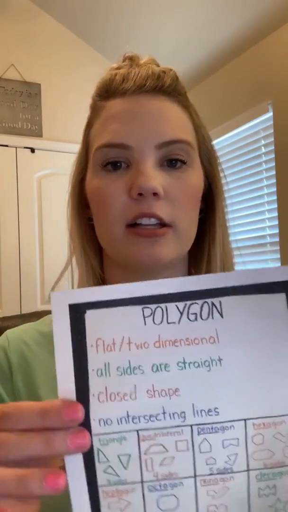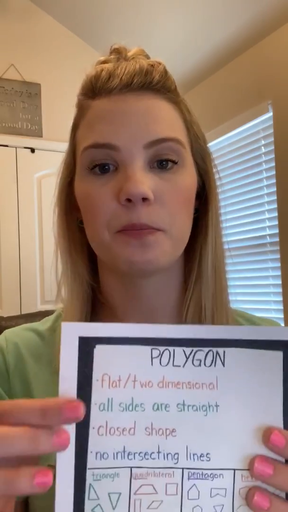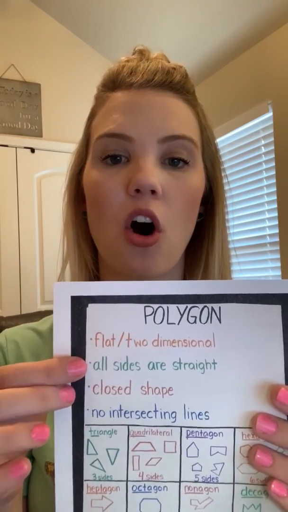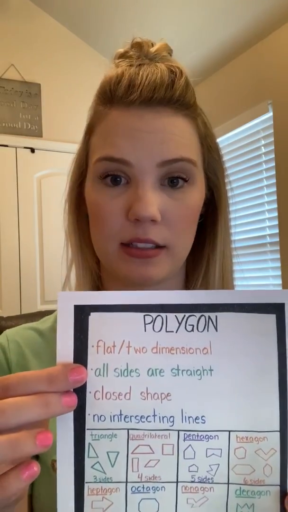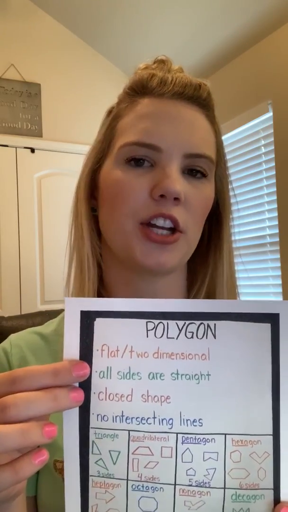So polygons have to be flat. They have to be 2D. 3D shapes cannot be considered polygons. They have to have all sides that are straight, okay? And something that's not on here is that they have to have 3 or more sides. So they can have as little as 3 and they can go up from there.